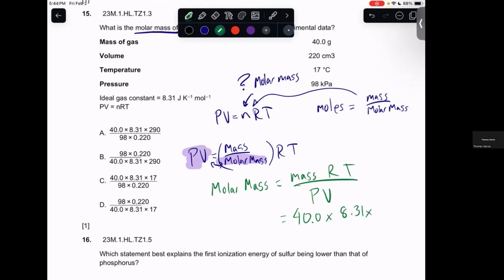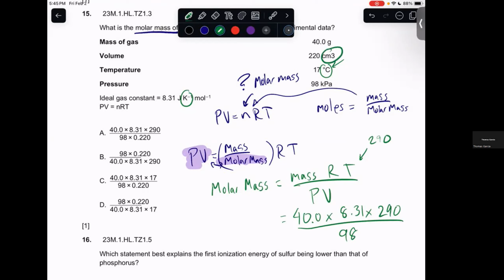Now there's another quick issue. T is in degrees Celsius, but R is in Kelvin. So we're actually going to have to do the conversion from Celsius to Kelvin. In doing that conversion, we will find that T is equal to 290 Kelvin. We're just going to take our answer from there and divide it by our pressure, 98, and our volume, 220 centimeters.